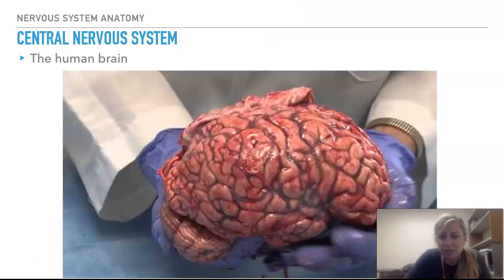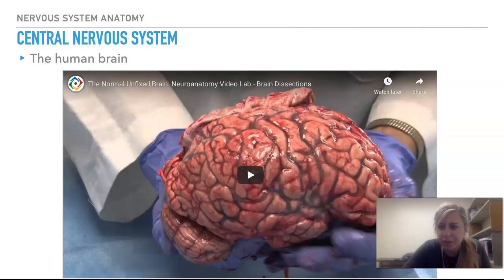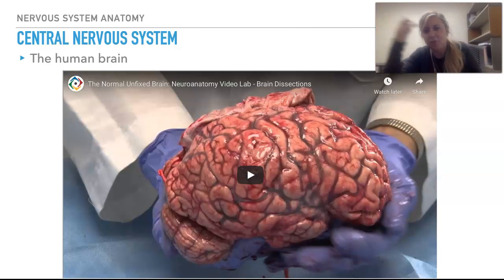You're going to be dissecting a brain in class, a sheep brain, and I know in the PAL software you can see preserved brains, but I wanted to give you an idea of what an unpreserved, fresh, basically unfixed brain that has just been removed from the body looks like, because its texture is quite different when it hasn't been preserved. So we're going to watch this video clip that demonstrates some of the characteristics of an unfixed brain.